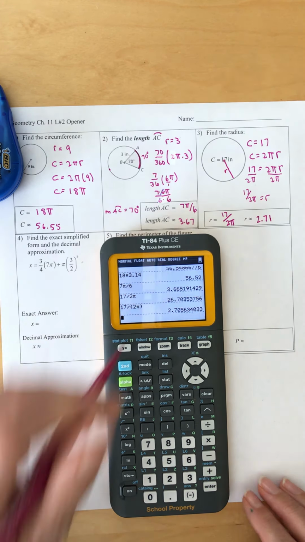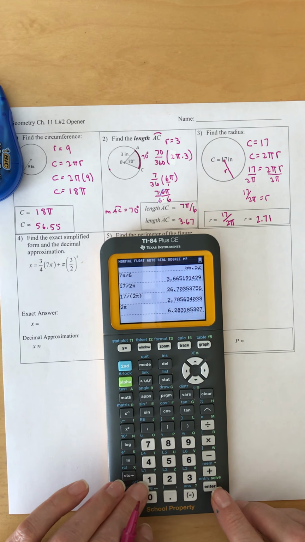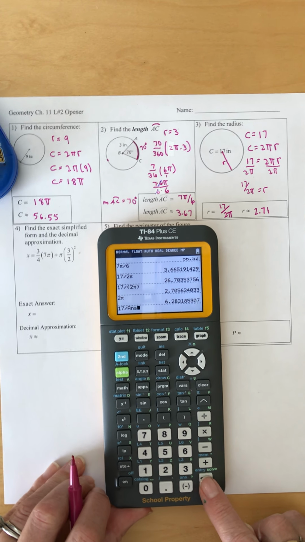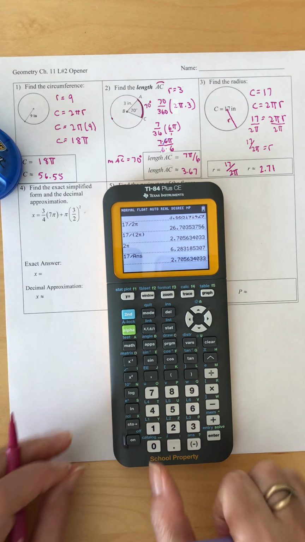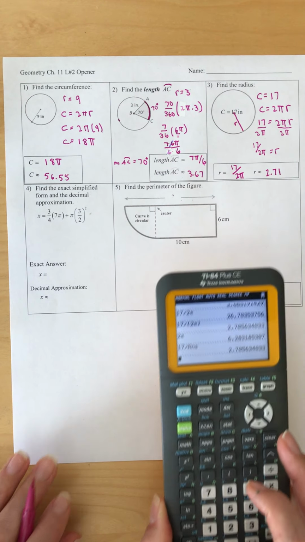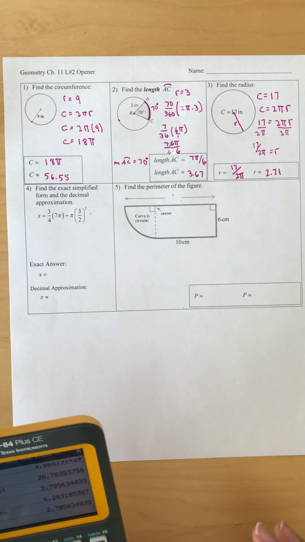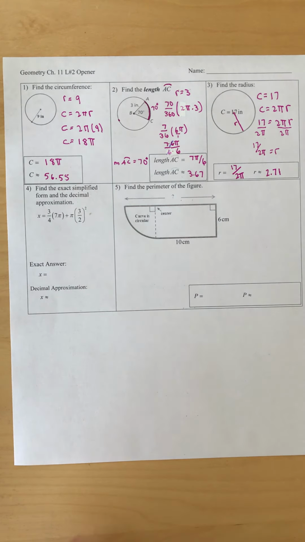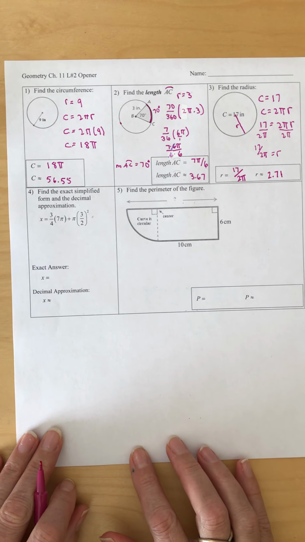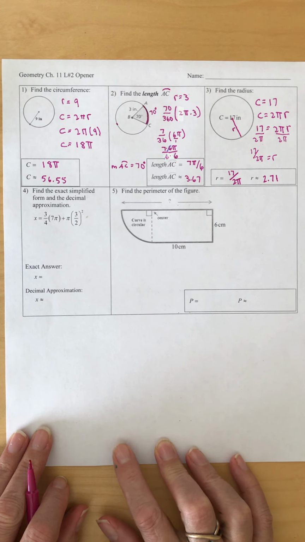A couple other options is you could find the value of 2 pi first and then do 17 divided by that answer to get it. Just make sure that you use the pi key and that you don't lose accuracy, so that your decimal approximation rounded to the nearest hundredth should be 2.71. Not something close to that, but exactly 2.71 for the answer that is the decimal approximation to the nearest hundredth.